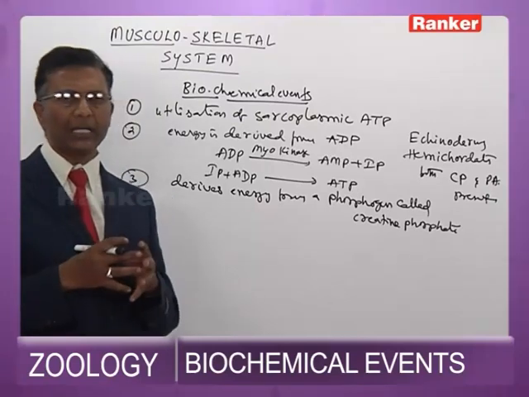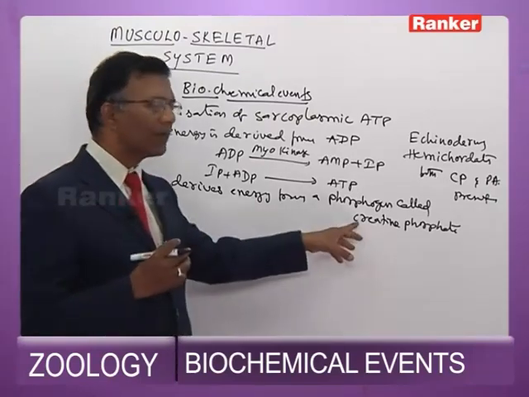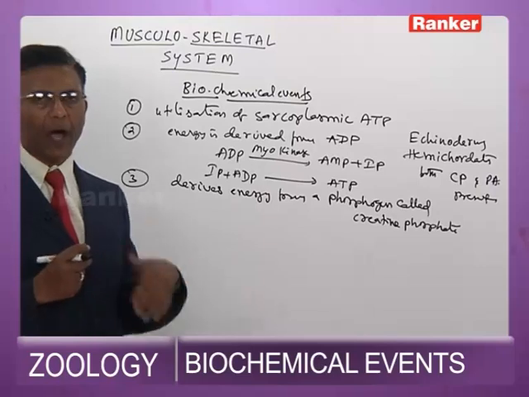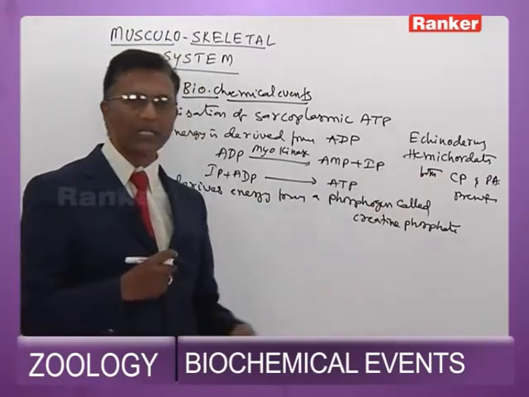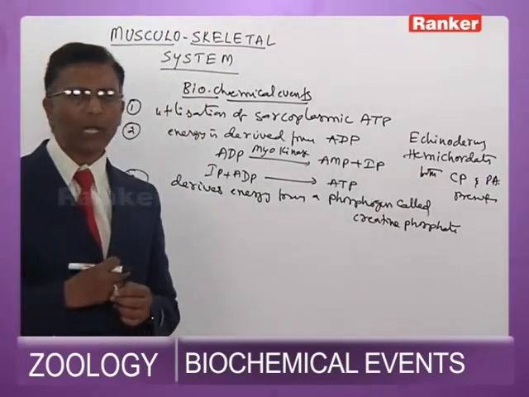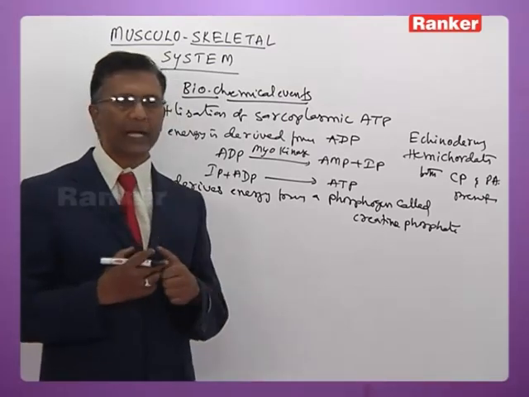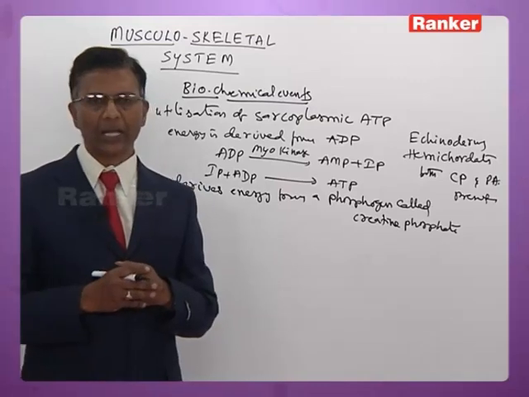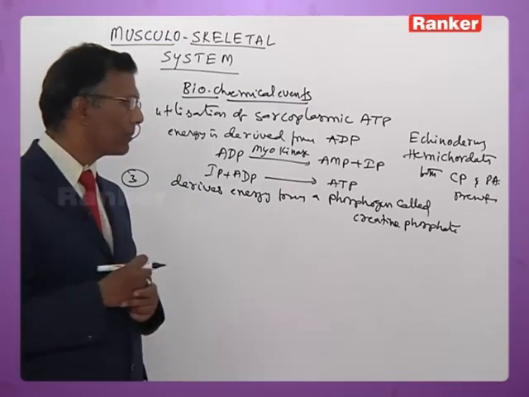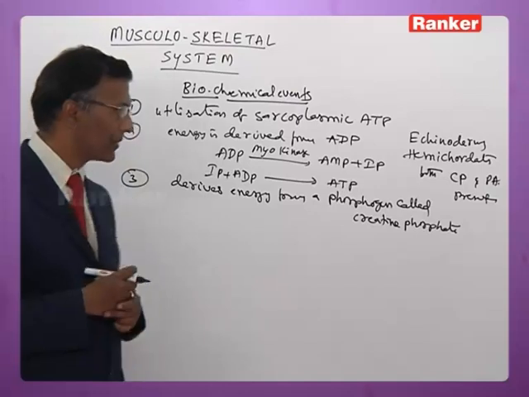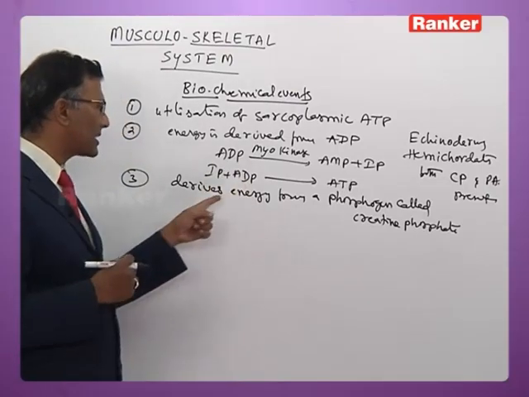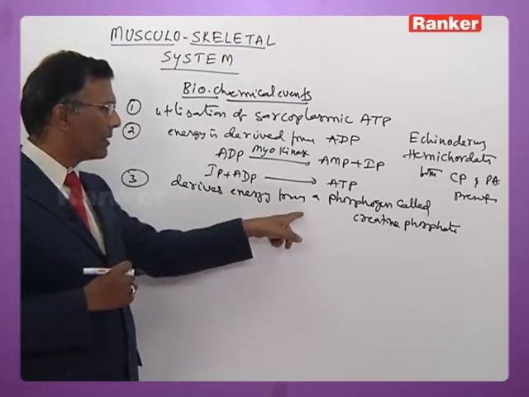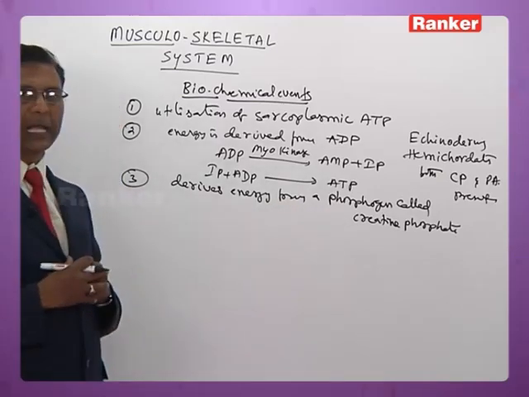Whereas in all chordates, all vertebrates, creatine phosphate is the phosphogen. In all invertebrates, phosphoarginine is the energy rich compound, whereas in hemichordates and echinoderms, both creatine phosphate and phosphoarginine are present as energy rich compounds. So when the ATP is exhausted, muscle derives energy from a phosphogen called creatine phosphate.